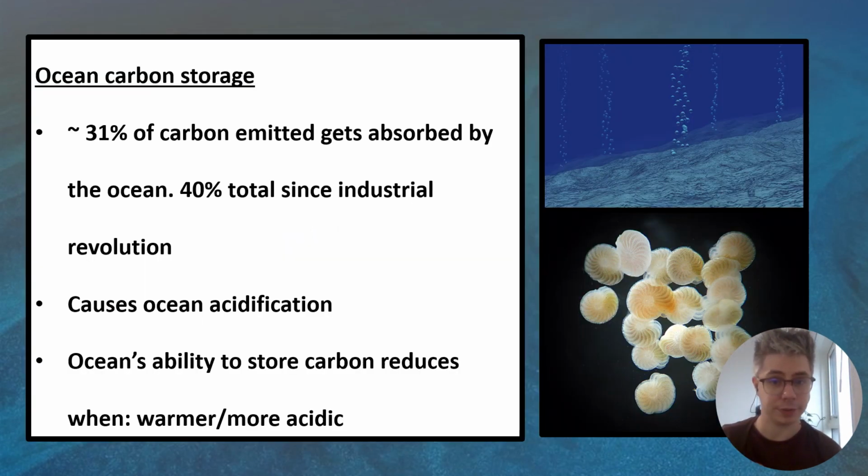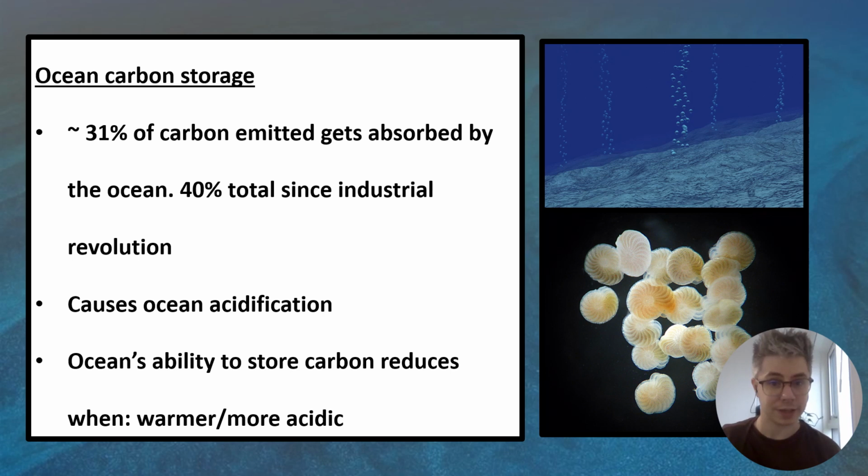Staying on the topic of the ocean being a carbon sink and a carbon store, at the moment around 31% of carbon emitted is being absorbed by the ocean, and since the pre-industrial period, around 40% of carbon emitted has been absorbed by the ocean. And this has a really big impact on moderating the increase of greenhouse gases that we output.